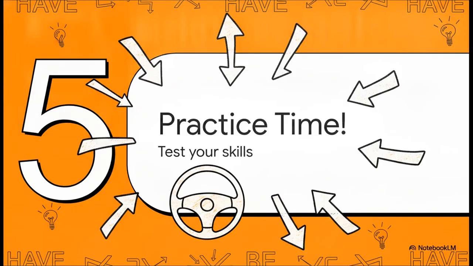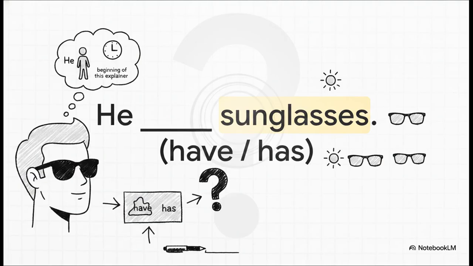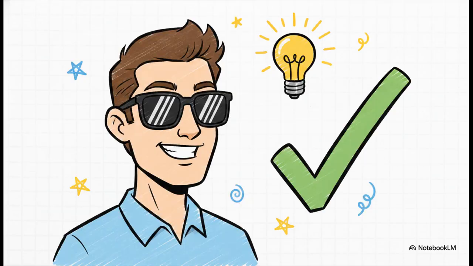Section 5. Practice time. Let's see how much of this you've soaked up. First question up. He blank sunglasses. Do we use have or has? I want you to think back to the pronoun he and the very first rule we established today. What's your guess? If you guessed has, you are totally right. Remember, he, she, and it always take has. He has sunglasses. Awesome job.